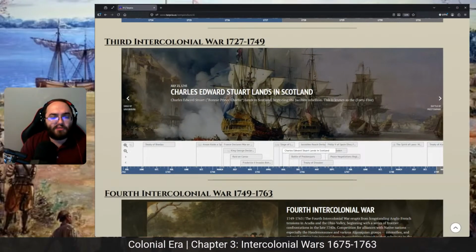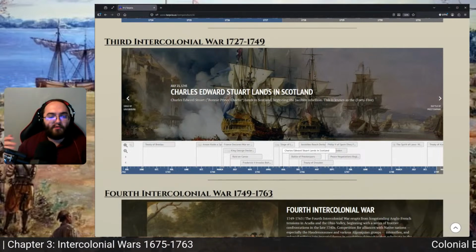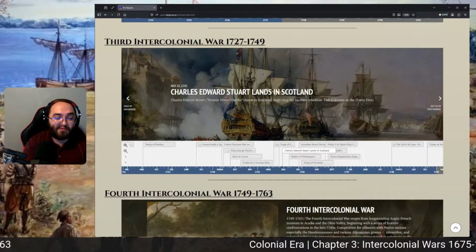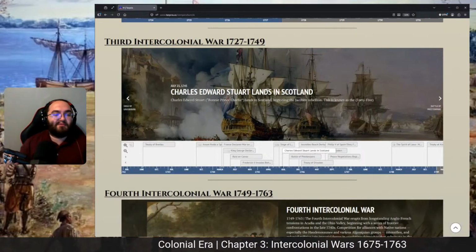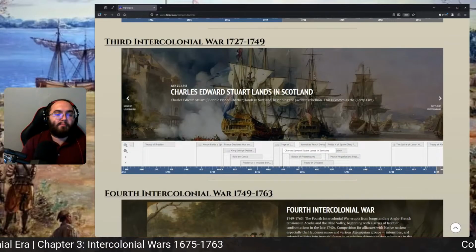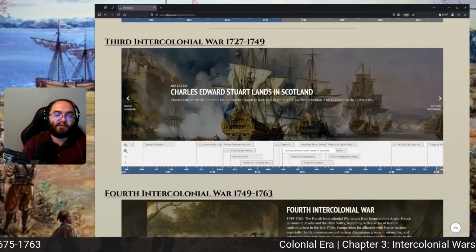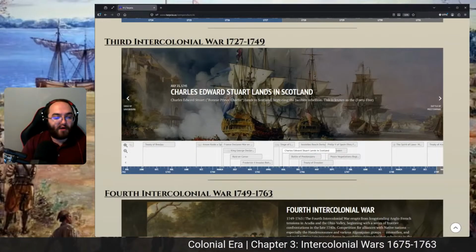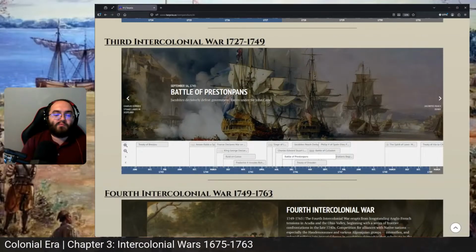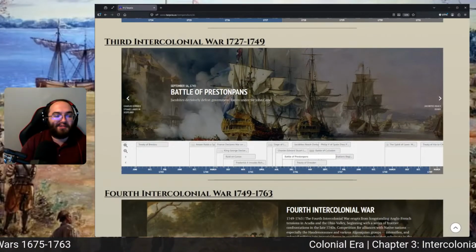Charles Edward Stuart lands in Scotland. This is the descendant of the original Jacobite rebellion, which happened 30 years prior in 1715. It's now 1745, and so this is Charles Edward Stuart, Bonnie Prince Charles, who lands in Scotland, beginning the Jacobite rebellion, also known as the 45, because it's 1745. And so, while all these wars are going on, an uprising in England happens with the Jacobites.